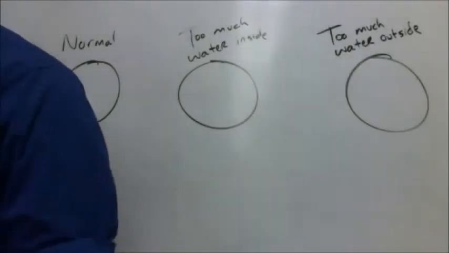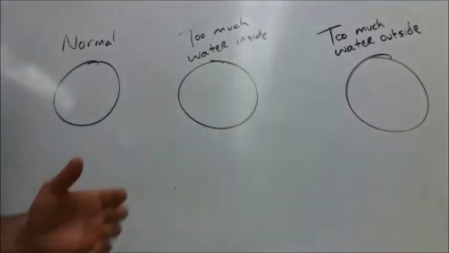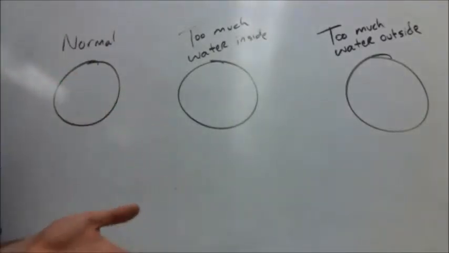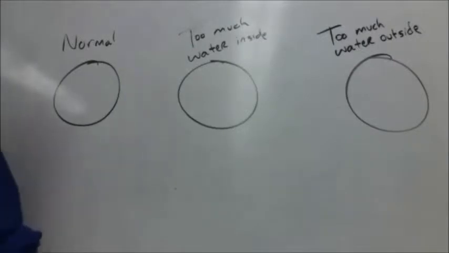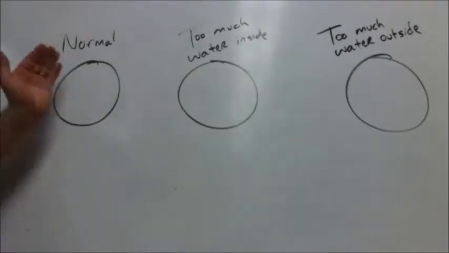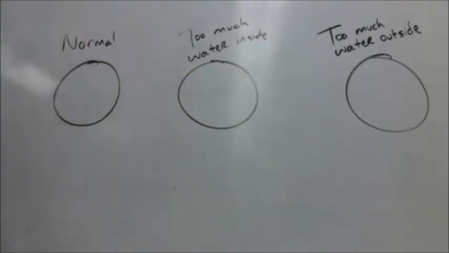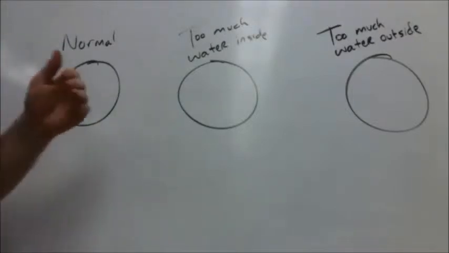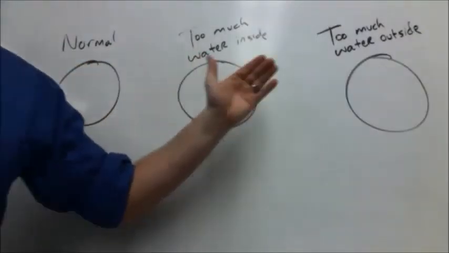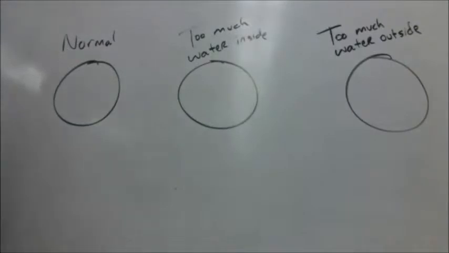Alright, in the second part of our video right now, we're going to take a look at what happens in 3 different types of cells and how diffusion and osmosis work. Now, this follows the same type of pattern that's on your page as well. We have our normal cell, too much water inside the cell in the middle, and then too much water on the outside. And we're going to see and find out what happens to each cell as diffusion and osmosis takes place.